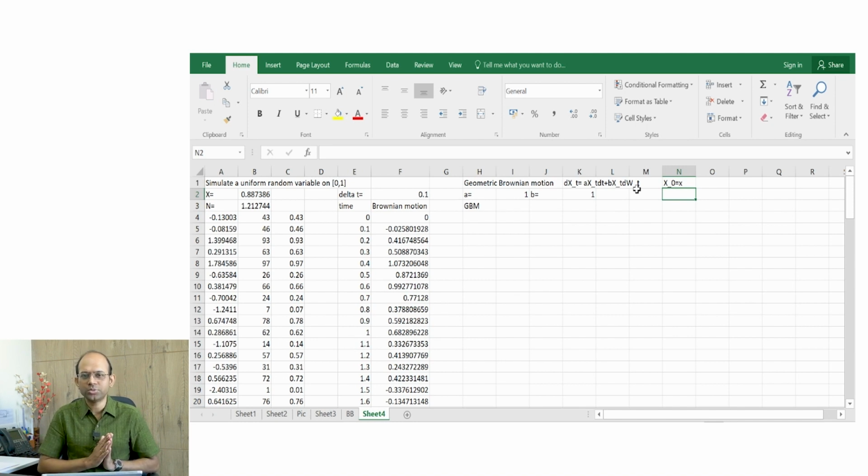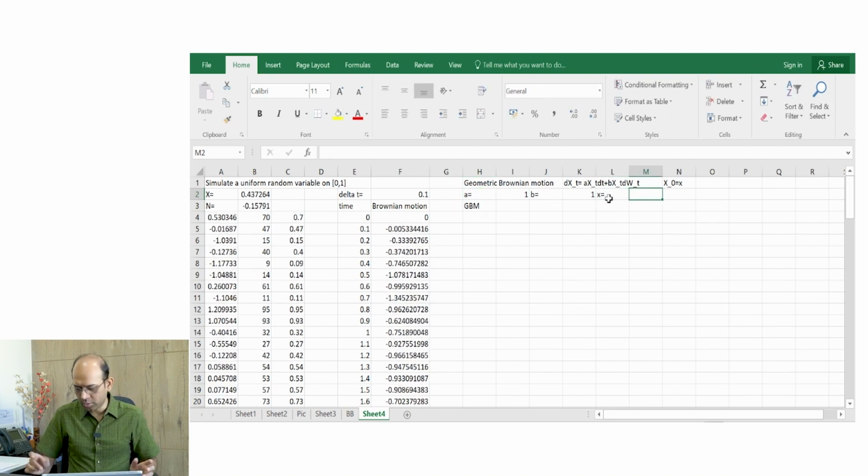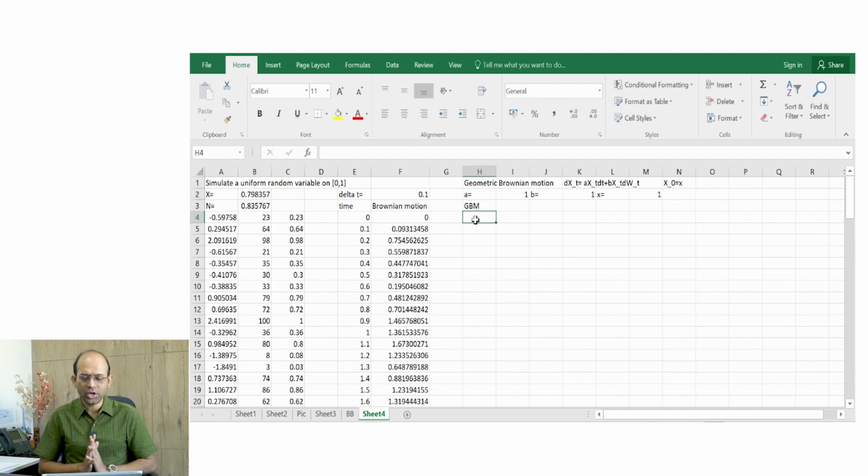So the whole process will be just a trivial 0 process. That is the reason we would not put 0 but some x. So a is equal to, say, 1, b is equal to 1, and small x is equal to, say, also 1. Now we have fixed all the parameters that we need.